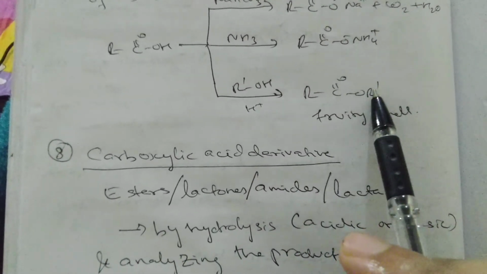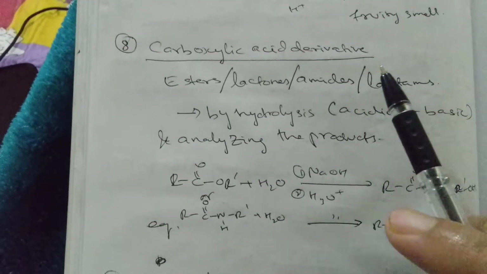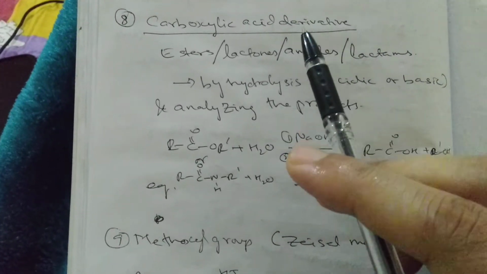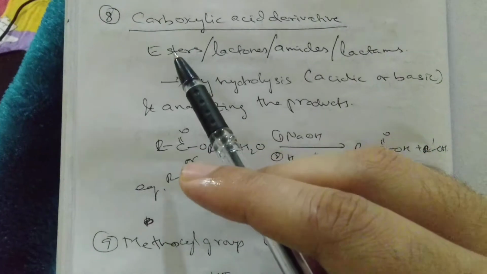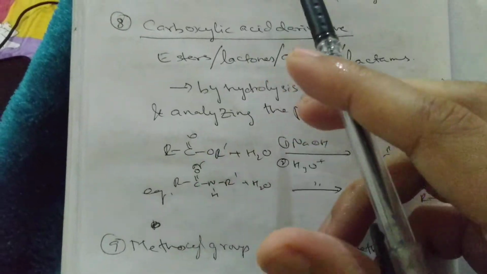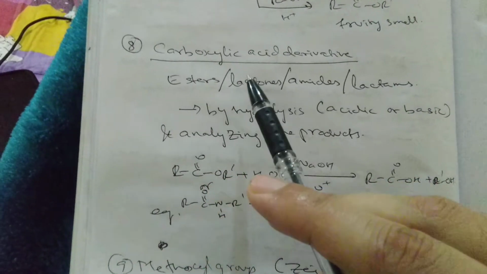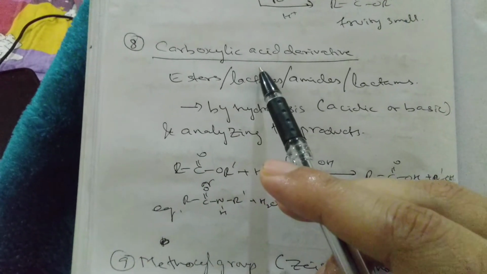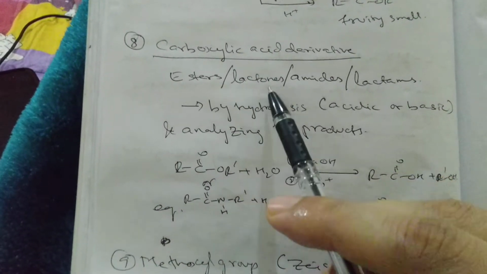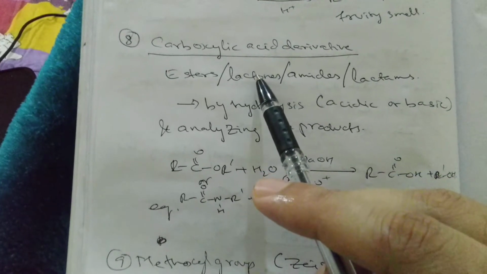If you get a fruity smell, it is a carboxylic acid. What if it has carboxylic acid derivatives? So what are the carboxylic acid derivatives? Esters, just now we talked about esters. Esters, lactones. Lactones are also esters but cyclic. Within the molecule, when it is a cyclic ester, it is called a lactone.